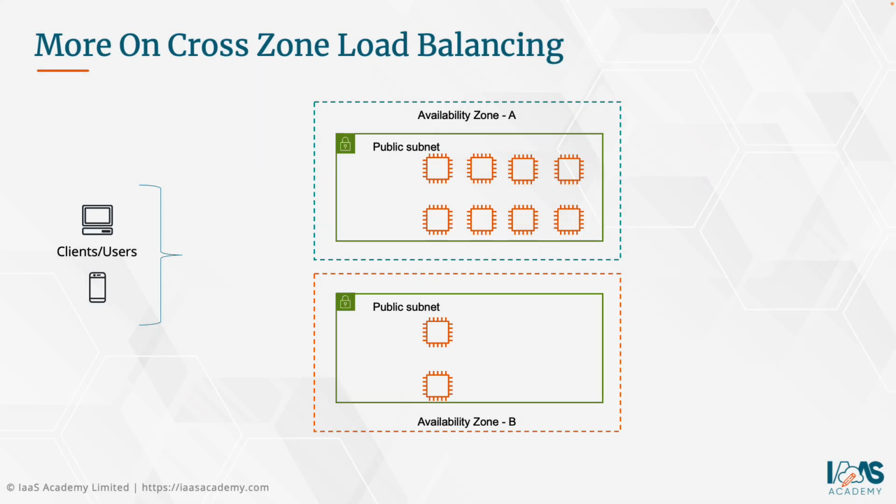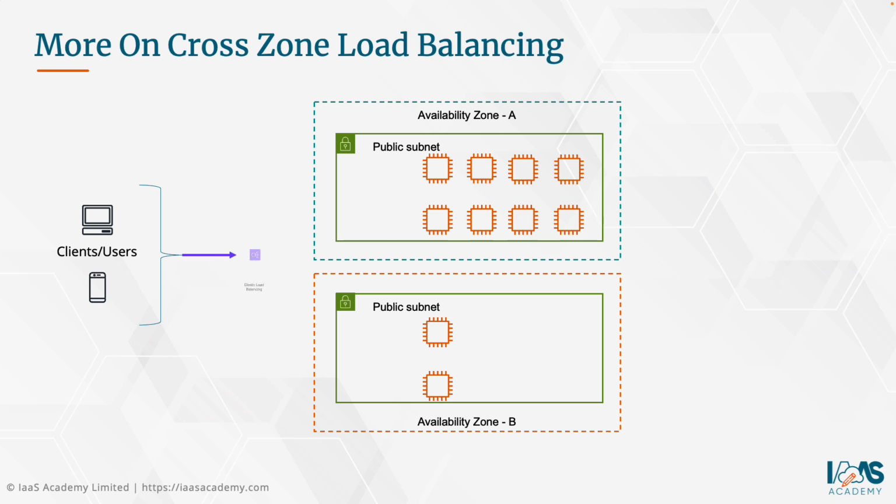Okay, so let's talk a little bit more about cross-zone load balancing. Now, cross-zone load balancing reduces the need to maintain the equivalent number of instances in each enabled availability zone and improves your application's ability to handle the loss of one or more instances. In this architecture diagram, we've got two availability zones, availability zone A and availability zone B, and you can see that the distribution of instances across these availability zones is not the same. We've got 8 instances in the public subnet of availability zone A, but only 2 instances in the public subnet of availability zone B.